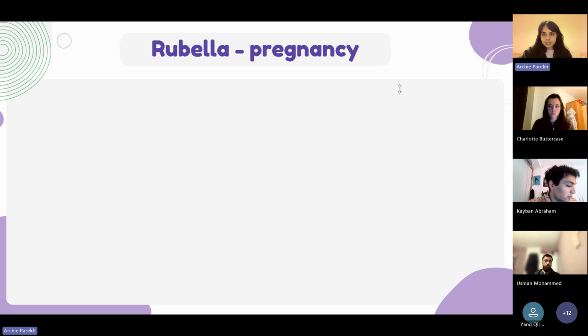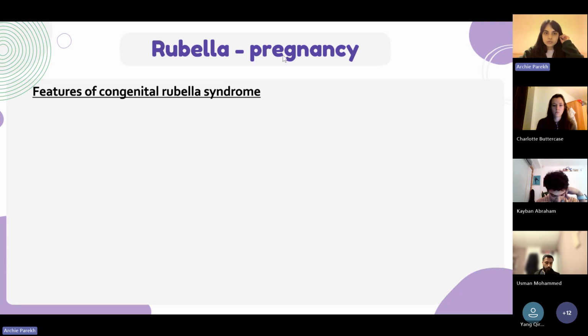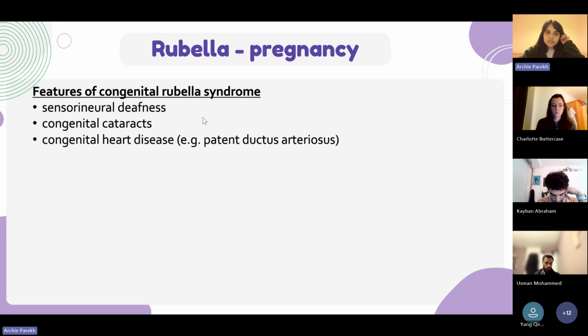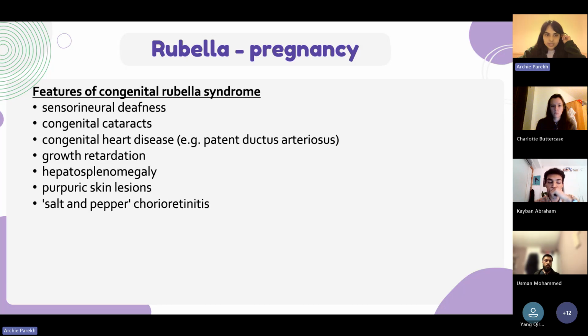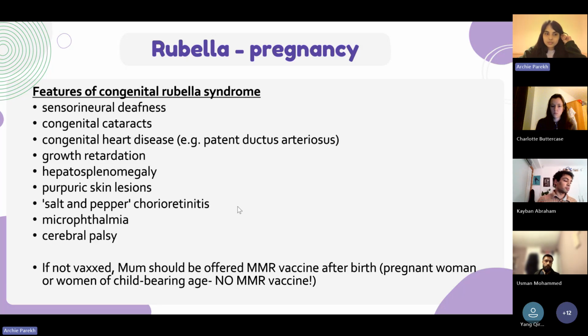Rubella with pregnancy is a different thing. Even though rubella can be milder than measles as an infection, when it comes to pregnancy, congenital rubella syndrome is quite fatal, and it is quite sinister. So we'll just go through that quickly. The child can have sensorineural deafness, cataracts, heart disease, growth retardation, hepatosplenomegaly, purpuric skin lesions, salt and pepper chorioretinitis, microphthalmia, cerebral palsy.